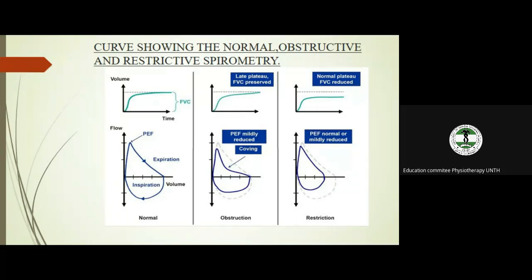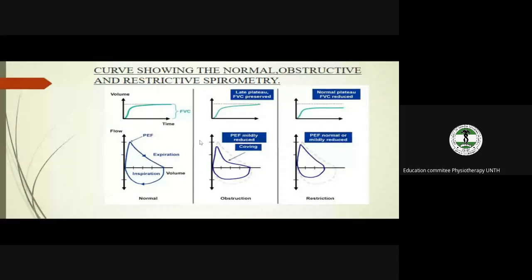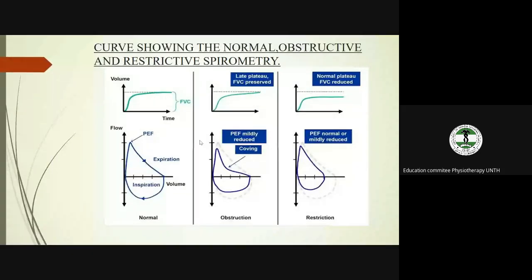But when you come to obstruction, you can see the concave curve, showing that there is an obstruction. The patient cannot bring out the air which he inhaled into the lung. Then in restriction, you can see that there is a peak. The PEF is normal or mildly reduced, but the curve is not well-rounded in both the inspiration and the expiration, because it is restricted.